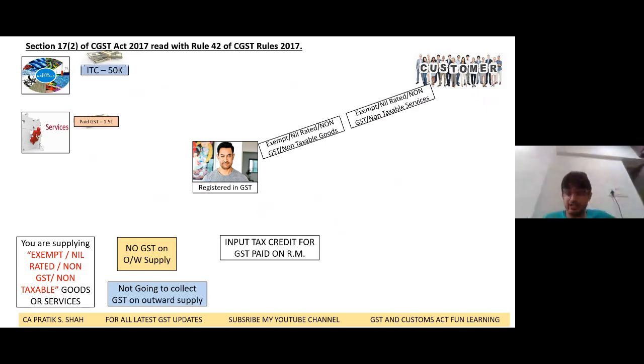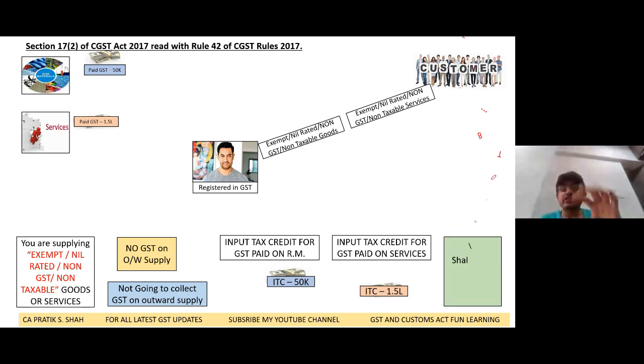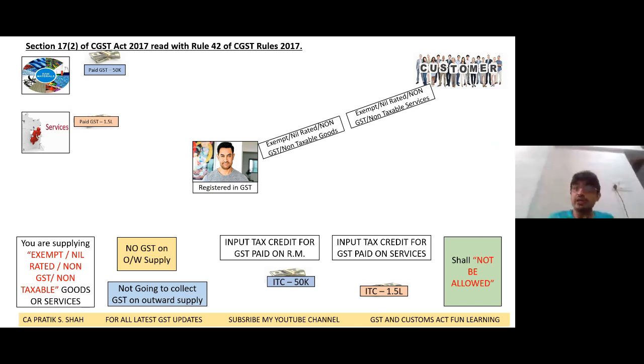Therefore, whatever GST you have paid on raw material 50,000, whatever GST you paid on services 1,50,000, that GST will not be allowed as ITC. That is not allowed as ITC. Okay, so please appreciate what government is trying to say here: on sale, if you collect GST, then only you are allowed ITC. This is given in 17.2, Rule 42. Okay, so Aamir is supplying exempt goods, no GST on sale. That's why whatever GST is paid on purchases and services, it will not be allowed as ITC.